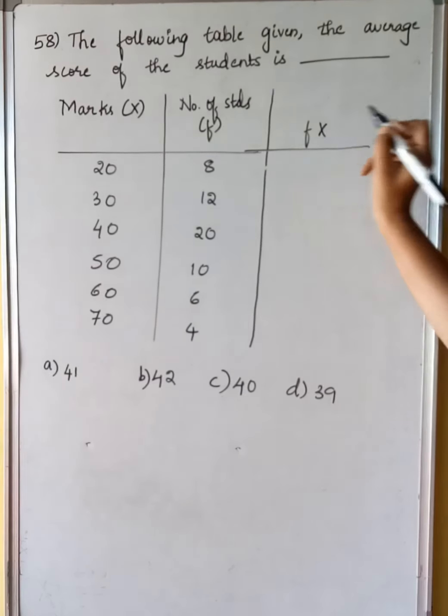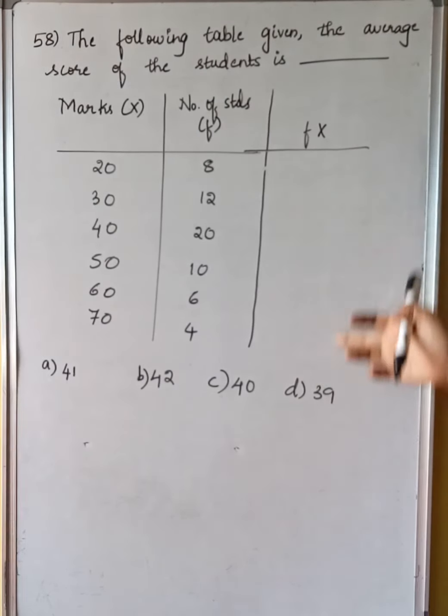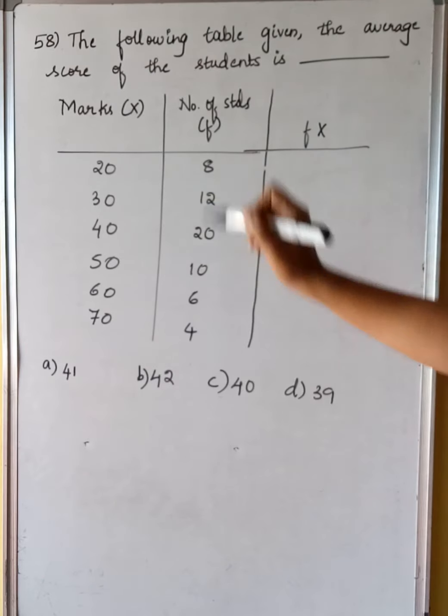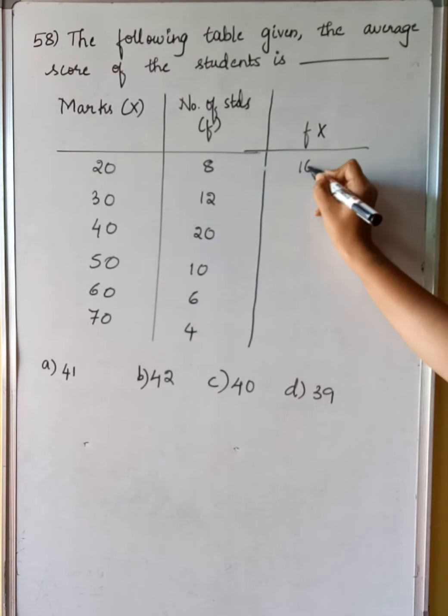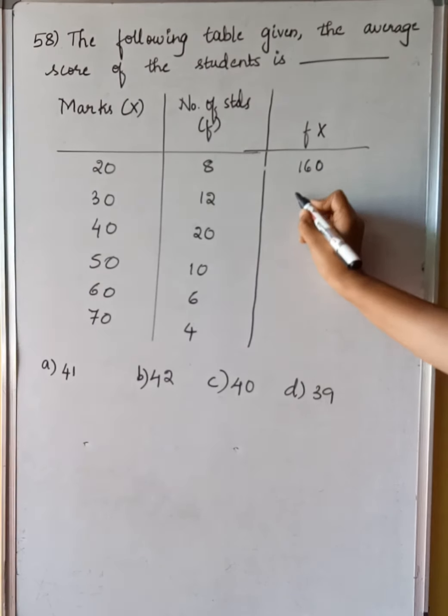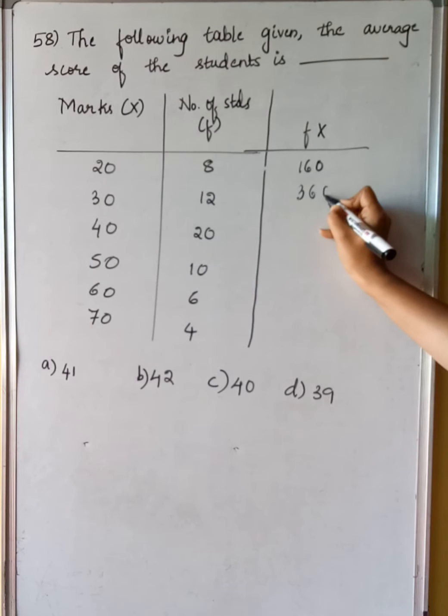F into X, because we need to know the sum of all the Fx. Yes or no? So 20 into 8. 2 8s are 16, so 160, as 0 is present. Next 30 into 12. So what will I be getting here? 360.